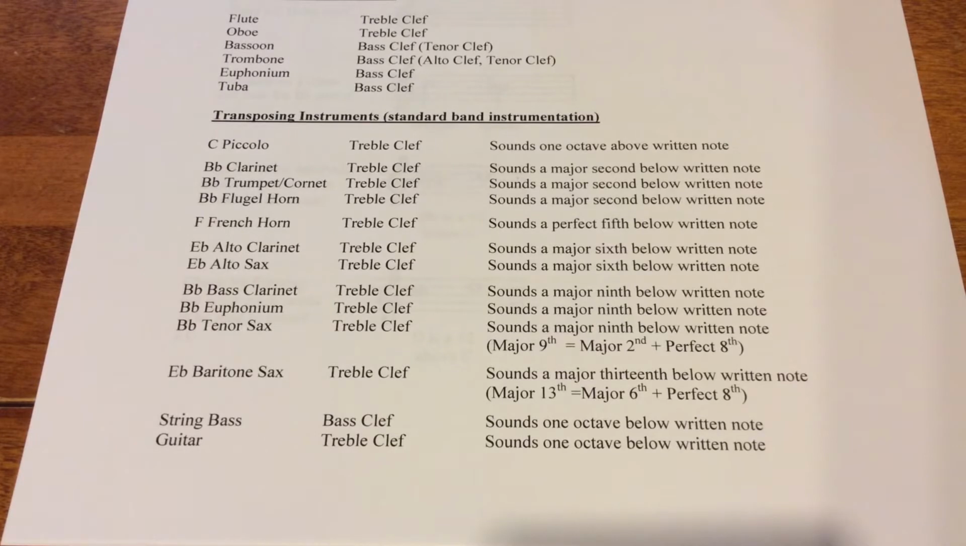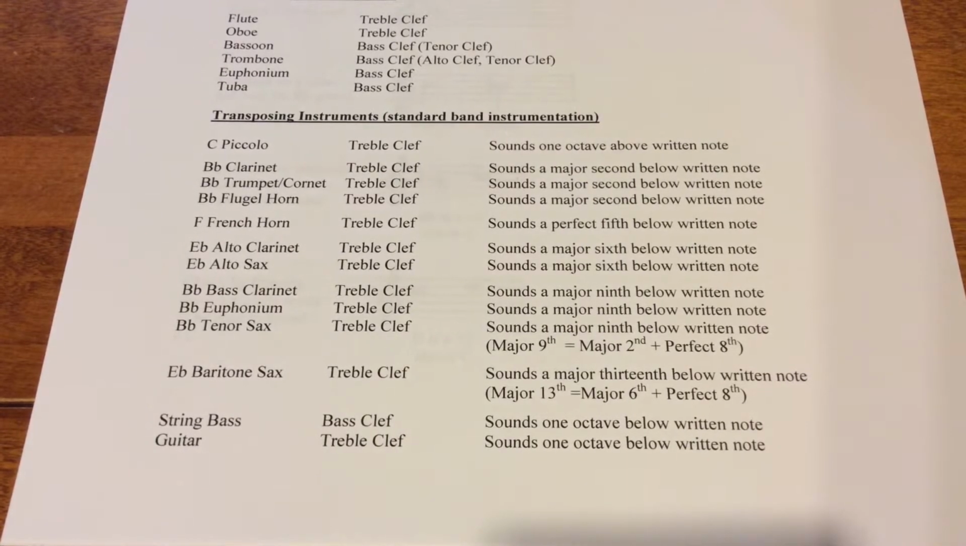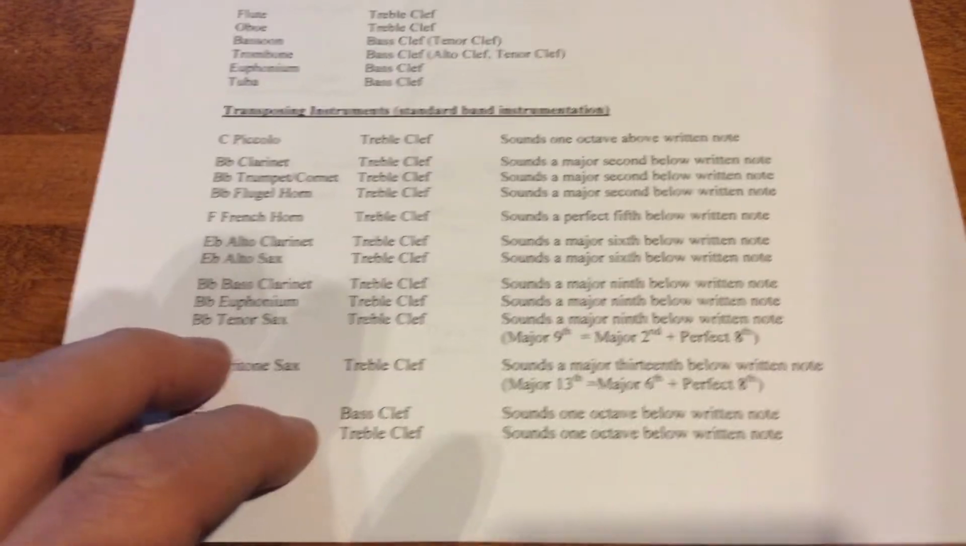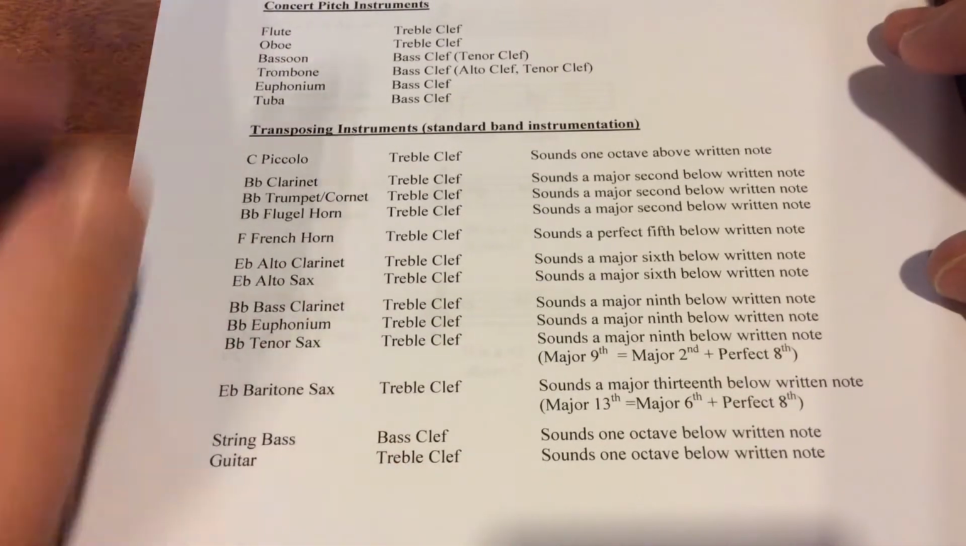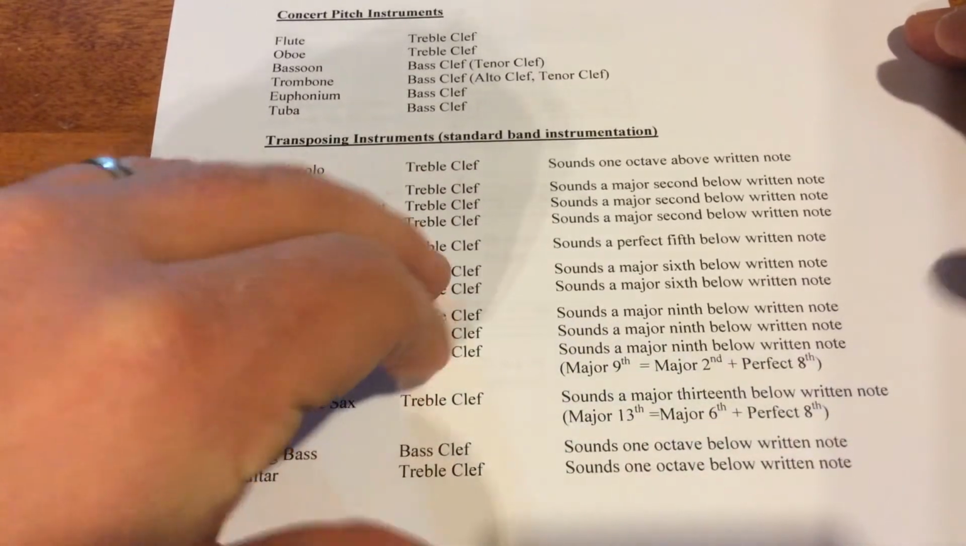And the last are the string bass and the guitar. The string bass is bass clef, and it sounds an octave below what's written. So basically the opposite of what the piccolo does at the very top is what takes place with the string bass below. And the guitar's treble clef also sounds an octave below what's written. Not very common, we see that in band instruments, but that's how it would work in this case.